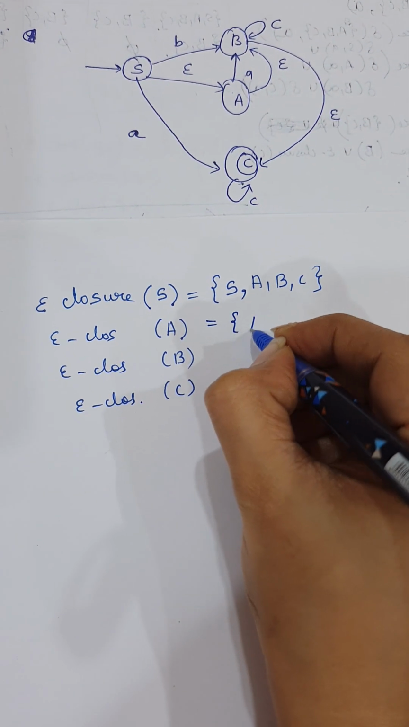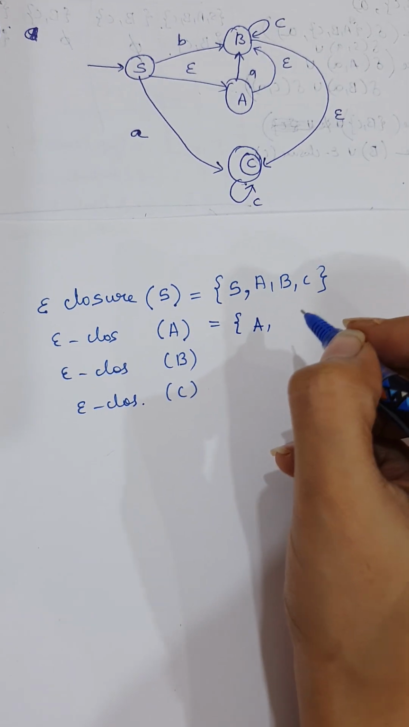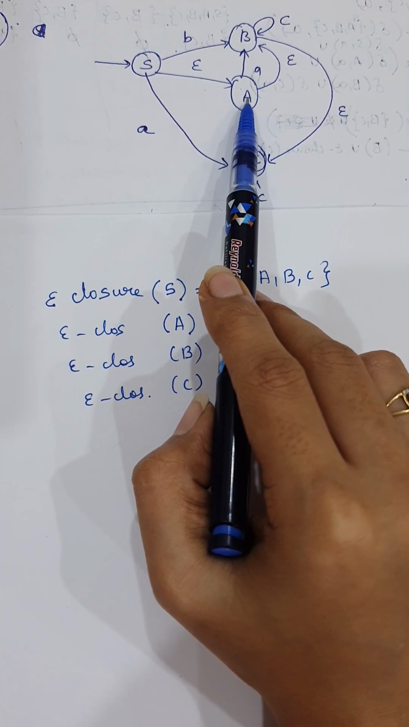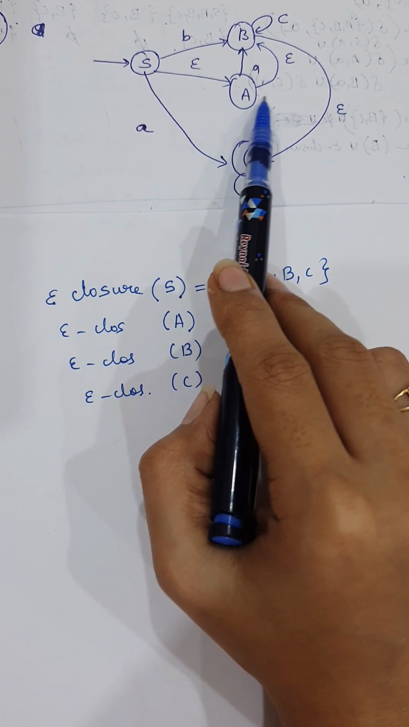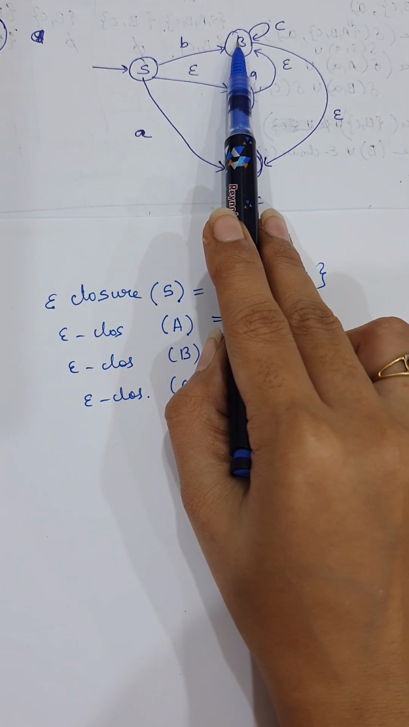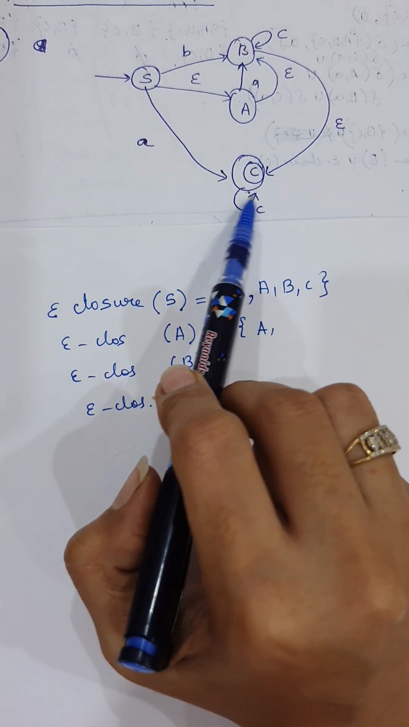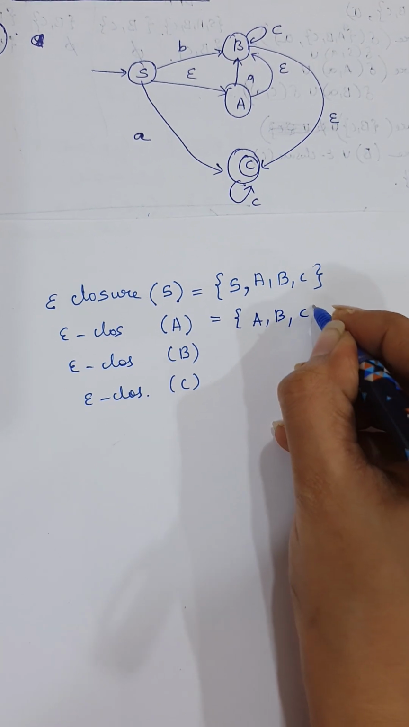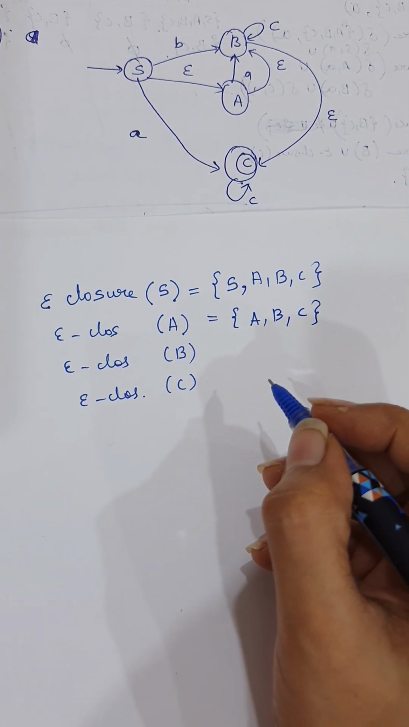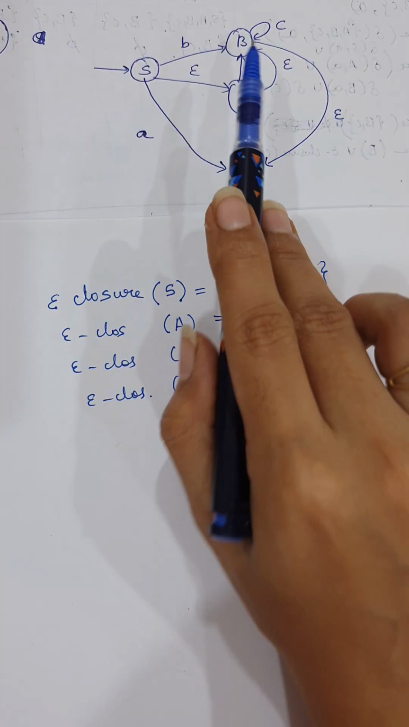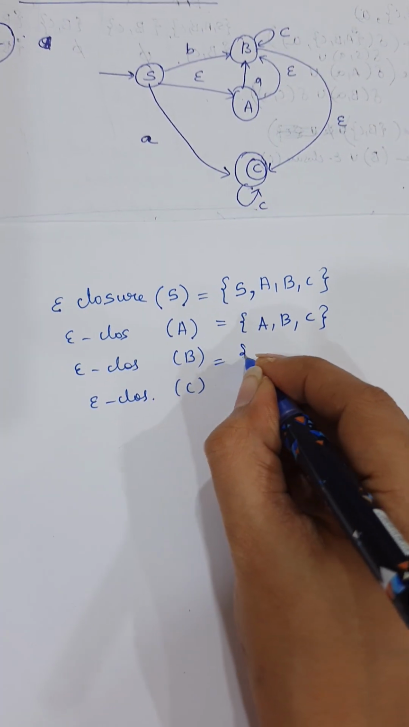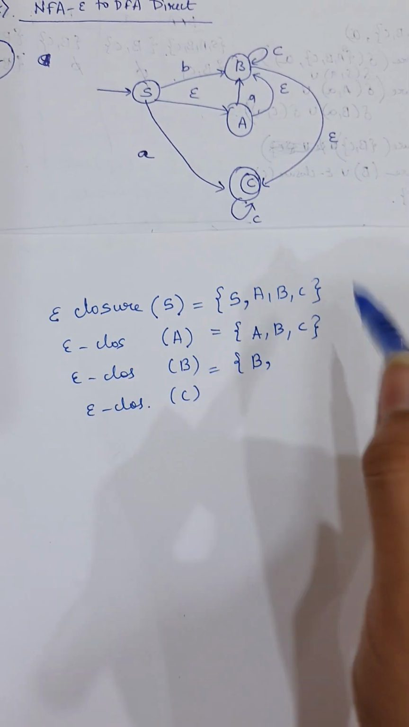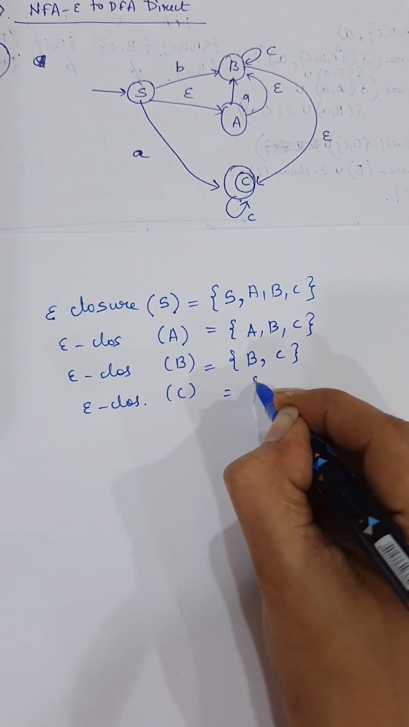Now for A, the state itself is written. Next we will find all the states which are reachable from A using only epsilon transitions. So from A I reach B using epsilon, and then I can reach C. So B and C can be included here. Next is epsilon closure of B. So the state itself which is B, and from B following the epsilon transition we can reach C.